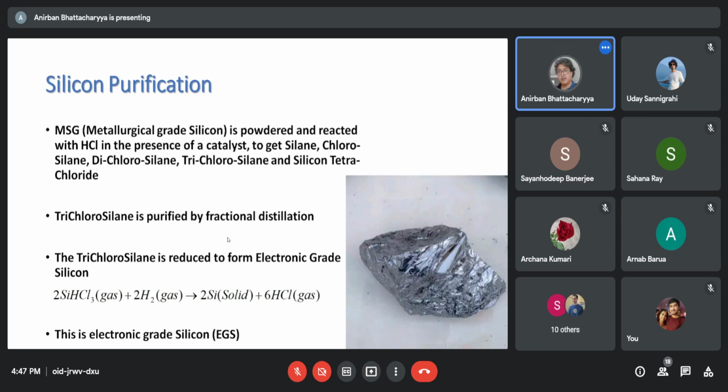Silane is SiH4. Now, in an organic compound, if I were to react it with chlorine, what will happen? One of the hydrogens will get replaced with chlorine. Yes. So SiH4 is silane, SiH3Cl is monochlorosilane, SiH2Cl2 is dichlorosilane, SiHCl3 is trichlorosilane, and SiCl4 is silicon tetrachloride. So these are the various things that you will get, in which we are trying to extract trichlorosilane, which is a liquid.